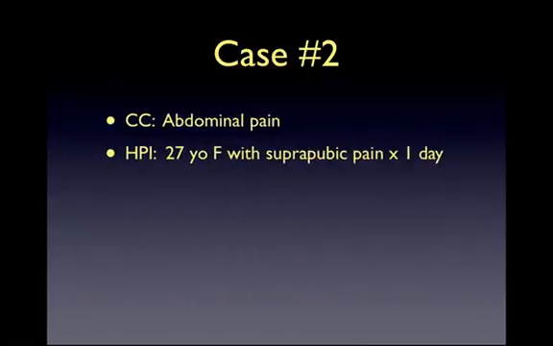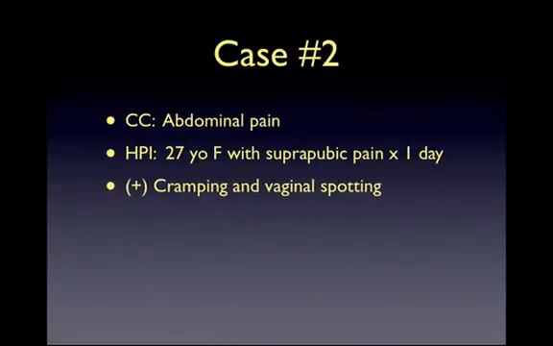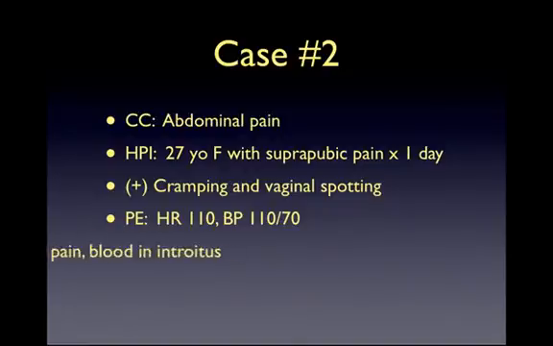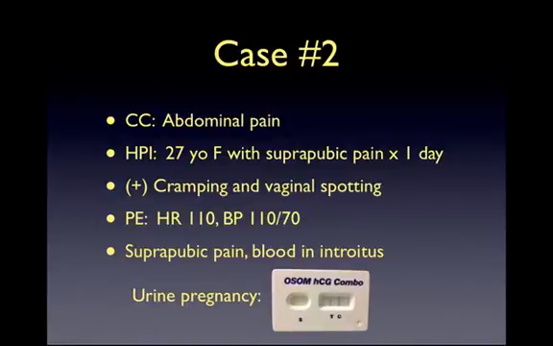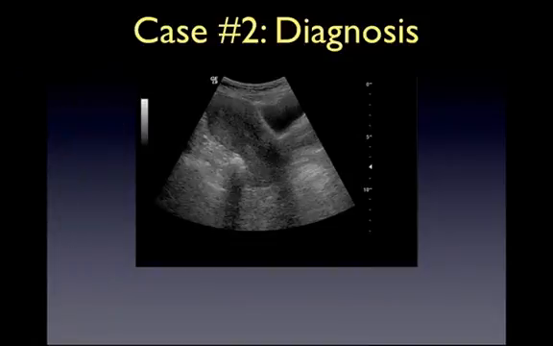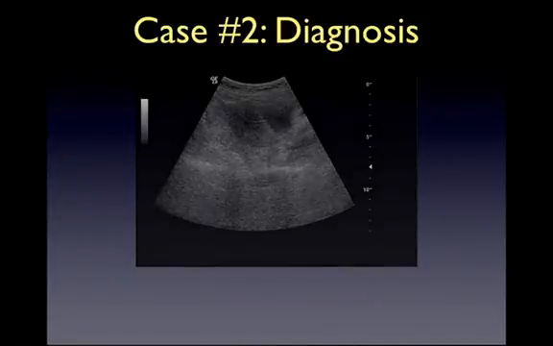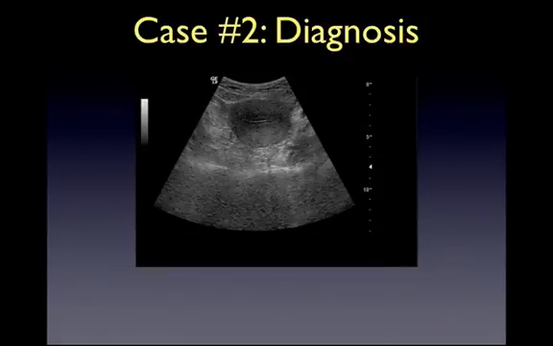Chief complaint is abdominal pain, and we have a 27-year-old female with suprapubic pain for 1 day with associated cramping and vaginal spotting. On exam, her heart rate is 110 beats per minute and her blood pressure is 110/70. On exam, she is noted to have suprapubic pain with blood in the introitus. Her urine pregnancy is positive. When we do the pelvic ultrasound, these are the images that we obtain.